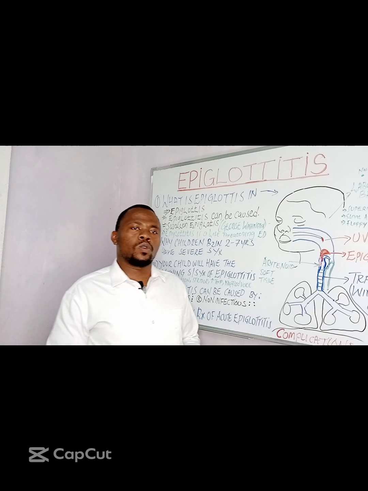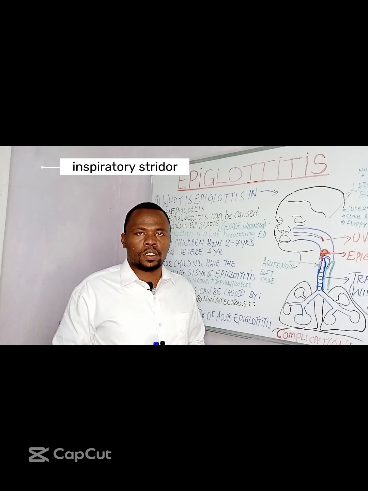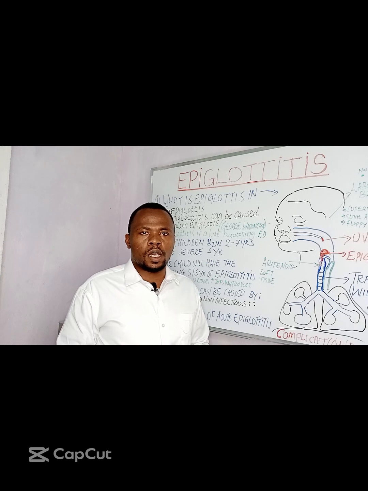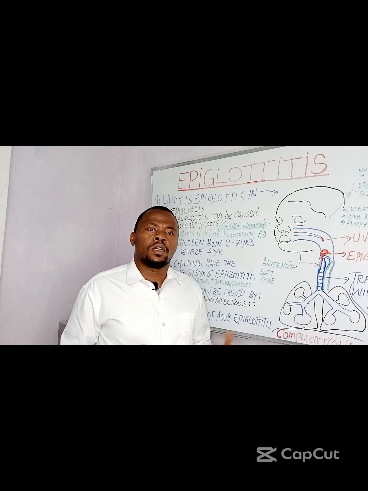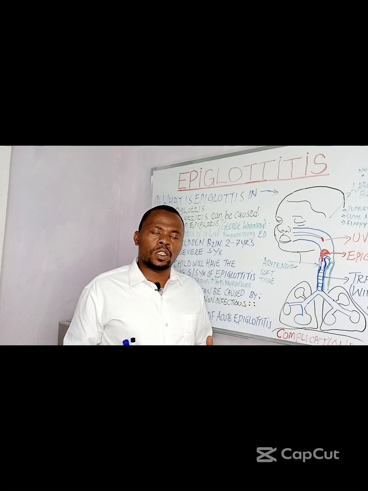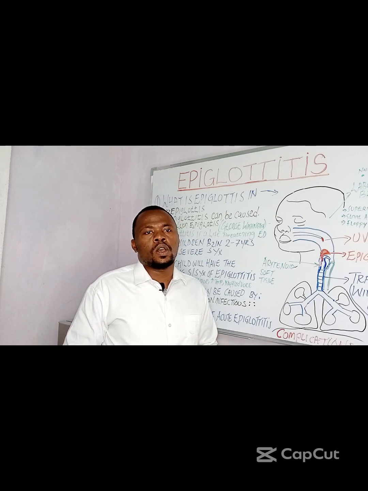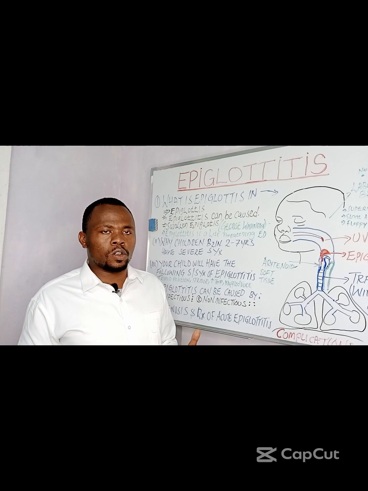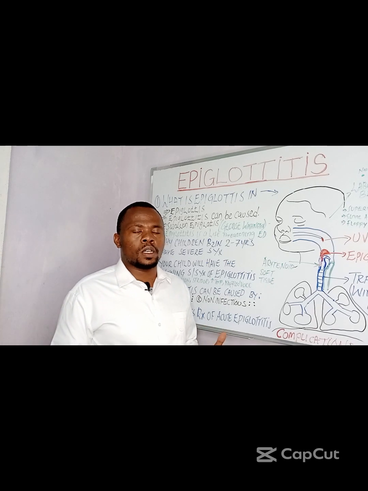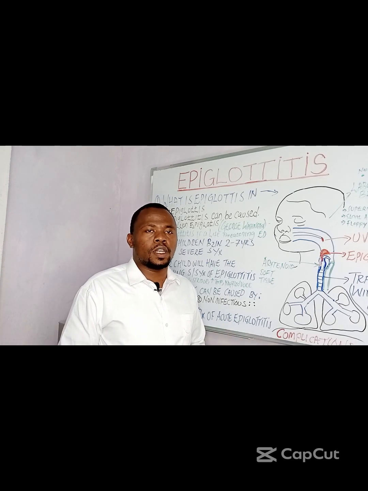And also, your child will have what we call inspiratory stridor. Inspiratory stridor is a loud, harsh, high-pitched musical sound that occurs when the child is breathing in. It is produced by turbulent flow of air, or when air is trying to flow through a partially obstructed airway or the windpipe. This will result in that symptom we are calling inspiratory stridor.